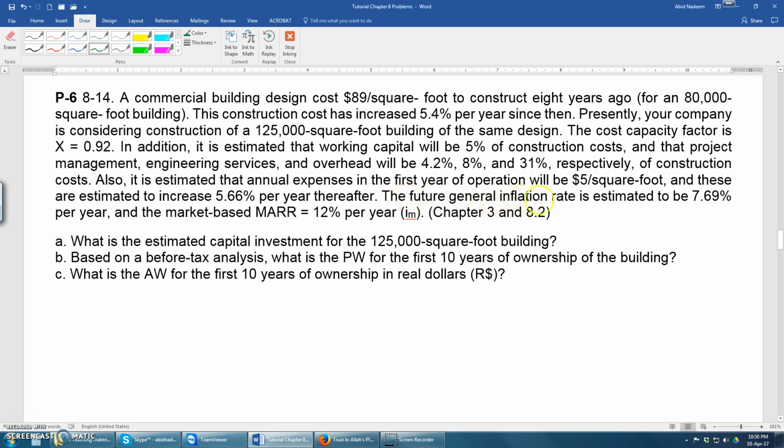So the future general inflation rate is estimated to be 7.69% per year, and the market-based minimum attractive rate of return is equal to 12% per year. So what is the estimated capital investment for the 125,000 square foot building based on the before tax analysis? What is the present worth for the first 10 years of the ownership of the building, and what is the annual worth of the first 10 years of ownership in real dollars?